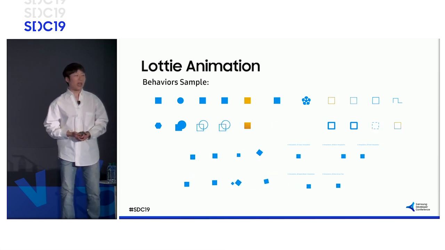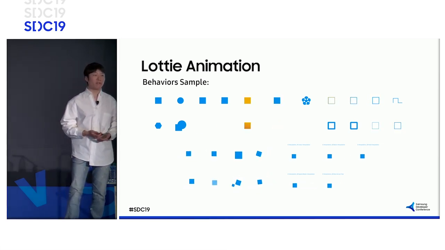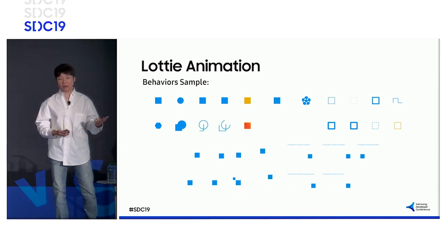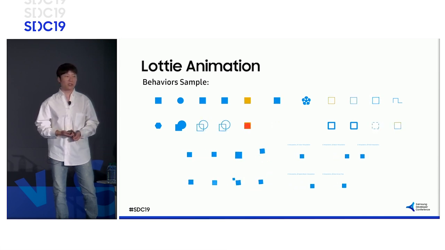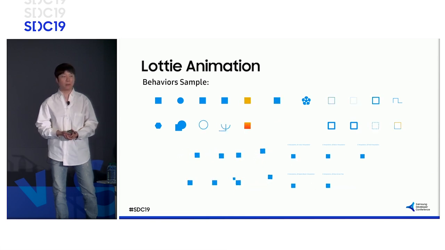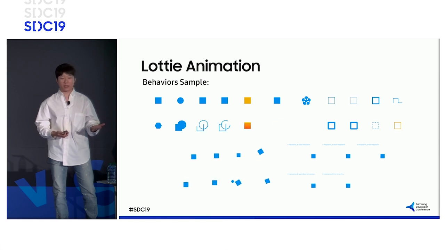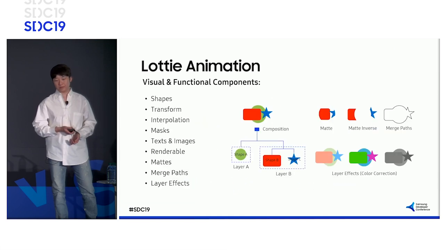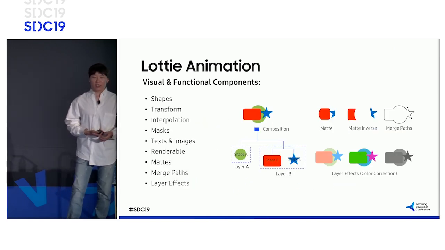As you may know, After Effects has a lot of visual and functional components for VI effects. And as you can see, the Bodymovin sample on the screen is a primitive component containing not only shapes, but also transition and a composition method. And designers practically design VI effects using these components together.